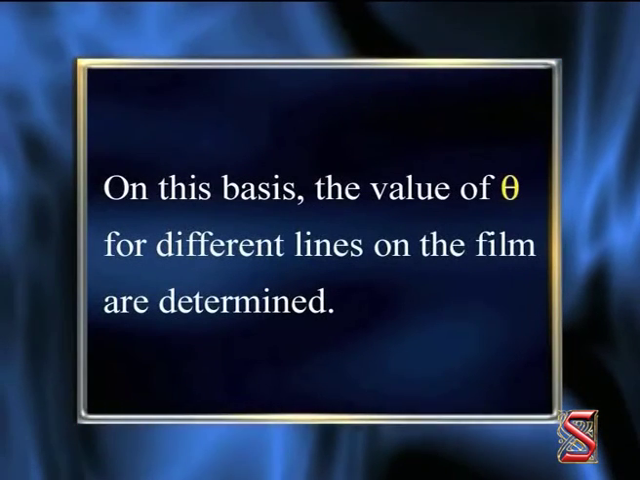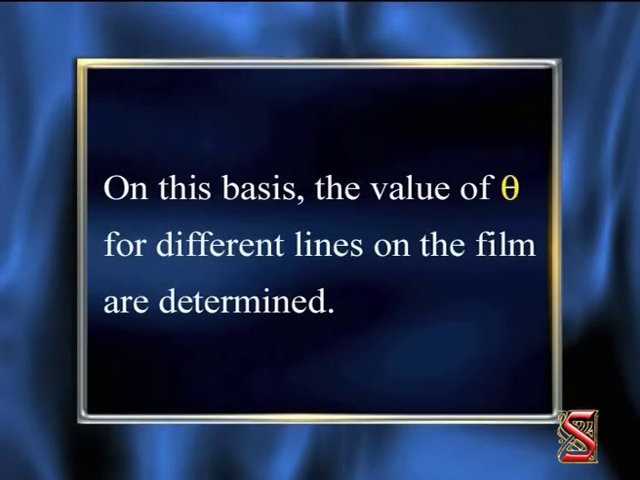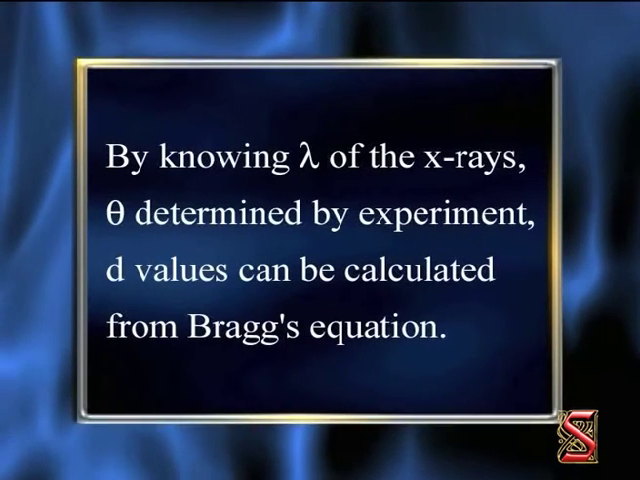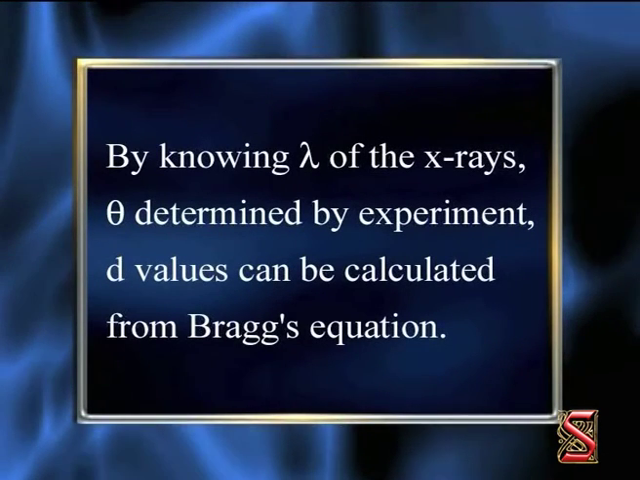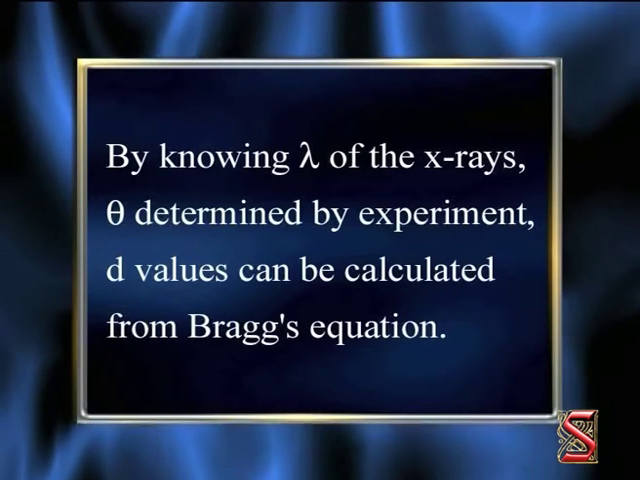On this basis, the value of theta for different lines on the film is determined. By knowing the lambda of the X-rays and the theta determined by the experiment, d values can be calculated from Bragg's equation.